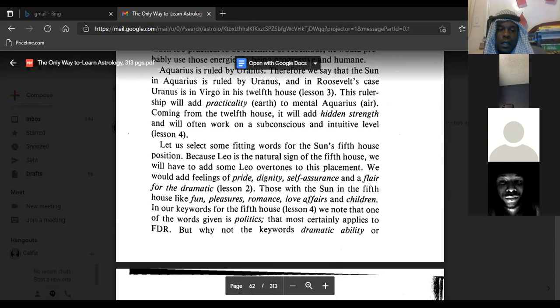Lesson 4. Let us select some fitting words for the sun's 5th house position. Because Leo is the natural sign of the 5th house, we will have to add some Leo overtones to this placement. We would add feelings of pride, dignity, and self-assurance, and a flair for the dramatic. See lesson 2. Those with the sun in the 5th house like fun, pleasures, romance, love affairs, and children. And in our key words for the 5th house, see lesson 4, we note that one of the words given is politics. That most certainly applies to FDR, or Franklin. That's Franklin Roosevelt.